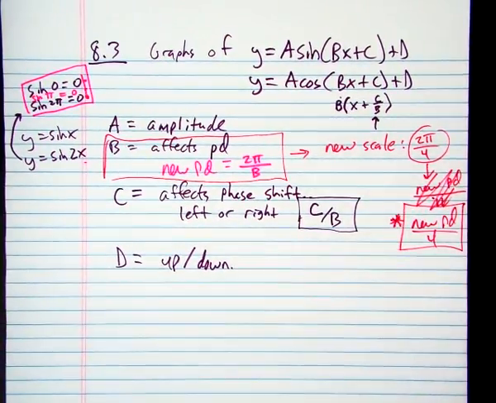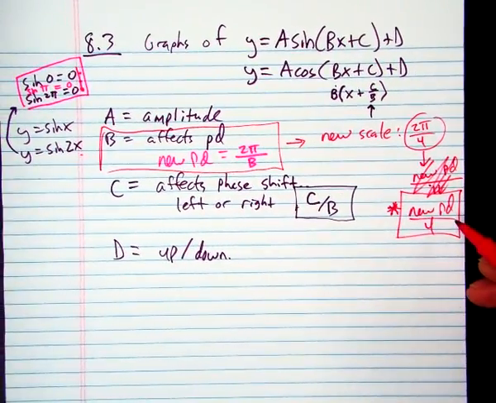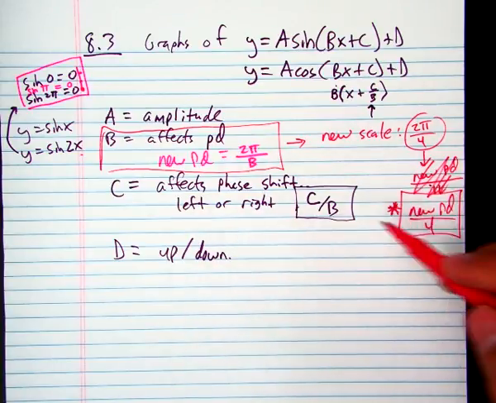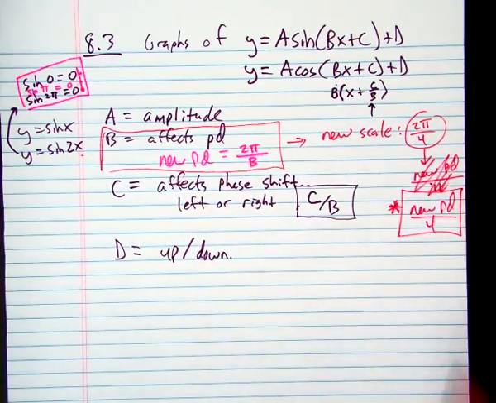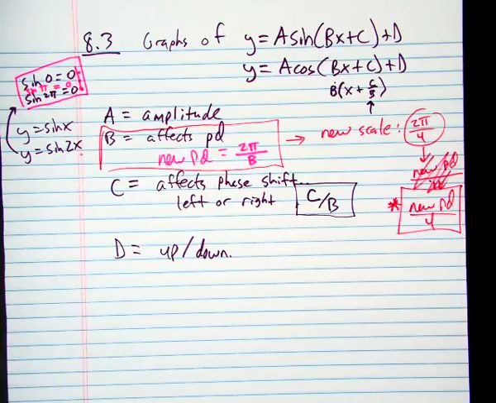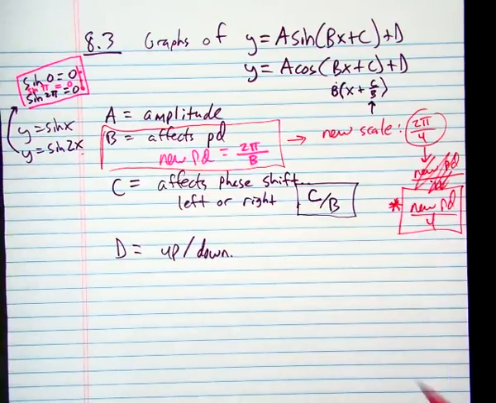Okay? And then that'll tell us how to count. If you can write down all these details, then filling in the graph is a piece of cake. Okay? Because all it is knowing how it moves, where it moves, what the new period is, what scale you should use. And then if you know your parent graphs, which you do at this point, right?